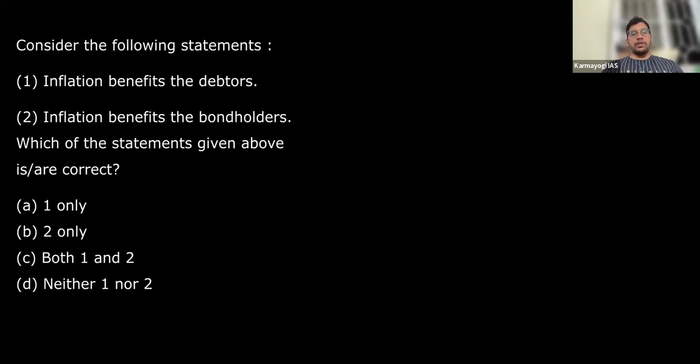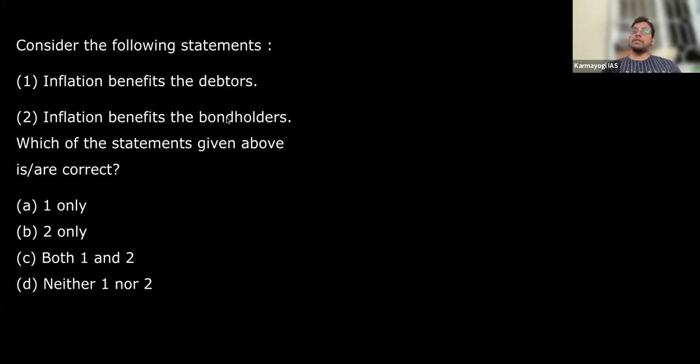Next question, consider the following statements. Inflation benefits debtors. Inflation benefits the bondholders. Let's see this. Debtors means those who take the debt, and creditors means those who give the money. Say, for example, in 2020, during COVID, I have taken a loan of 10,000 rupees for 3 years. Now I need to pay 10%, that means 11,000 I need to pay after 3 years.